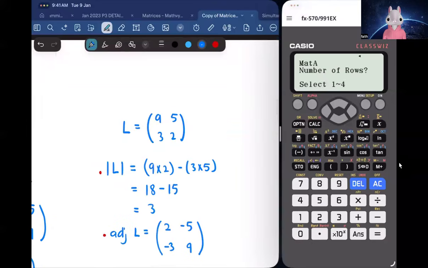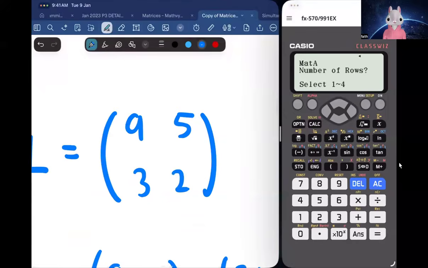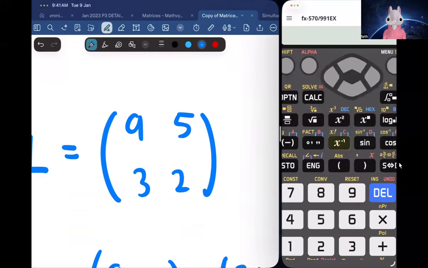So we need the number of rows and the number of columns. How many rows do we have in this matrix? In this matrix, 2 rows so put 2, and 2 columns. Oh God, I put 2 by 3. My bad. Give me a second.